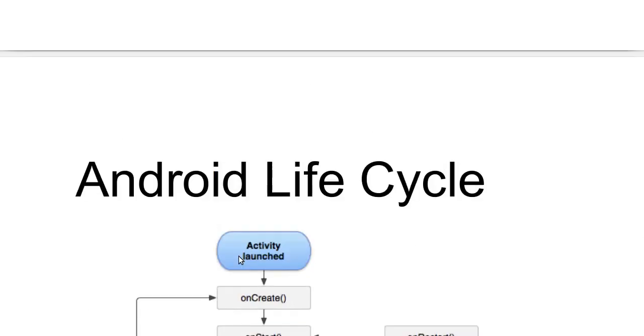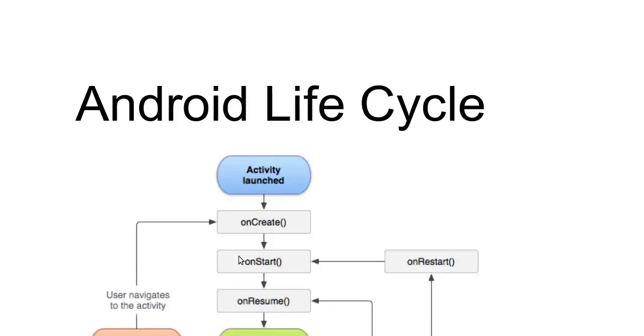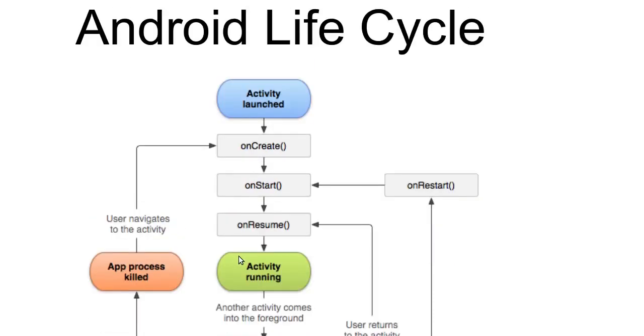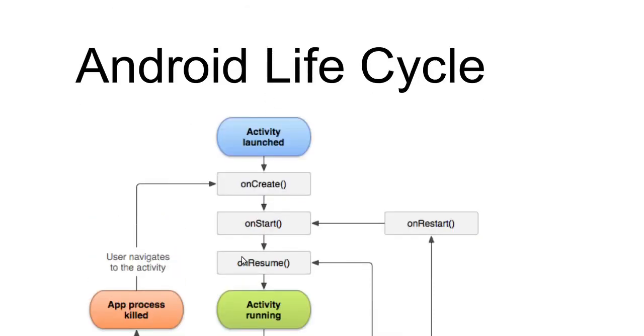So now let's understand how the Android lifecycle works. If you see, we first create an activity file. In that activity file we have only defined the onCreate method, but that is the first method that is called when an app launches.